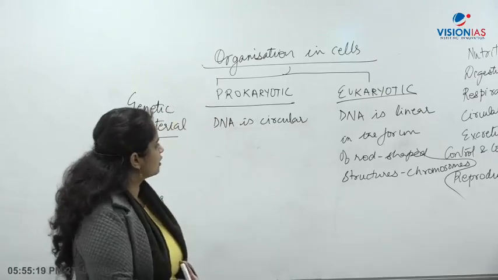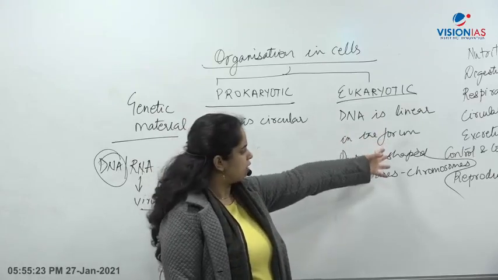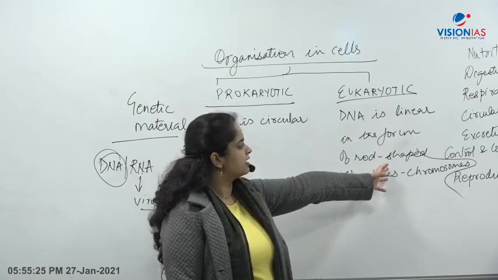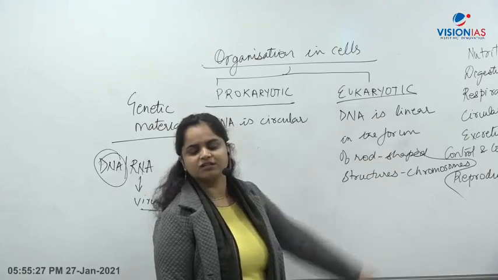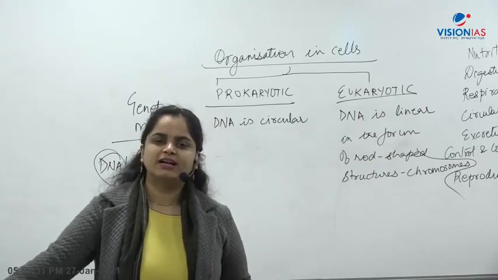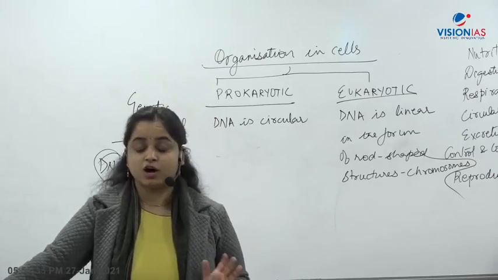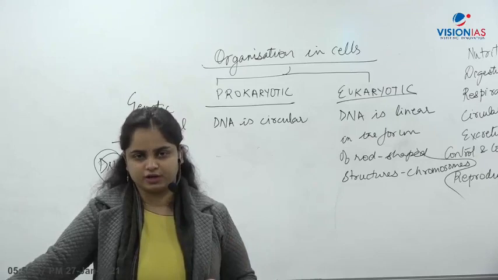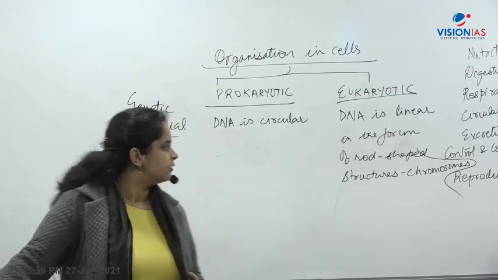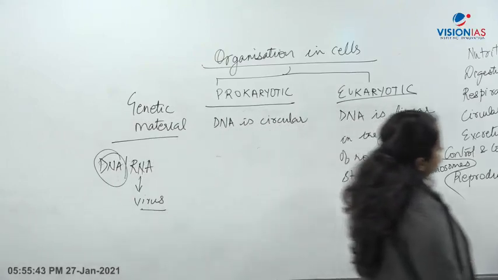So in eukaryotic organisms, your DNA is linear. Linear. How linear? It is in a rod shape. And what are these rod-shaped structures called? They are called chromosomes. So when DNA is present in a rod shape, it is called a chromosome. And that is how it is found in eukaryotes. Fine. Let's see this in this picture also here.